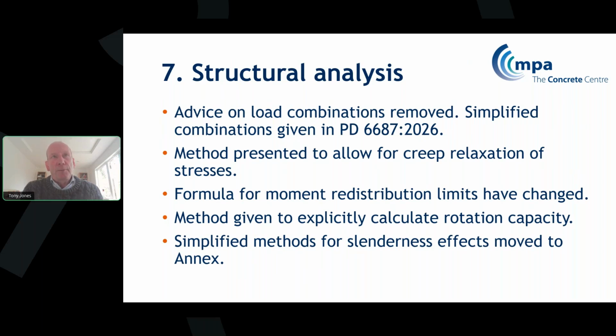We've changed the formula for moment redistribution. Those again who are familiar with the current code will know that the UK National Annex had a different formula to that given in the code. It's likely now that we'll adopt the method given in the code. Similarly, there's a method to explicitly calculate rotation capacity of concrete elements. There was a method in the current code, but it made a number of simplifications. So hopefully this will be an improvement.